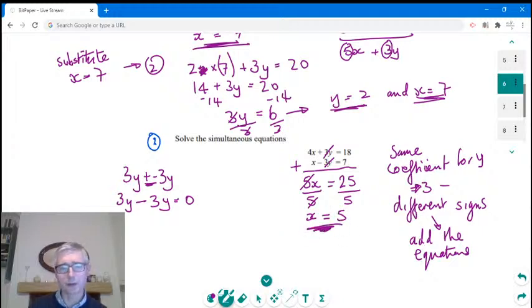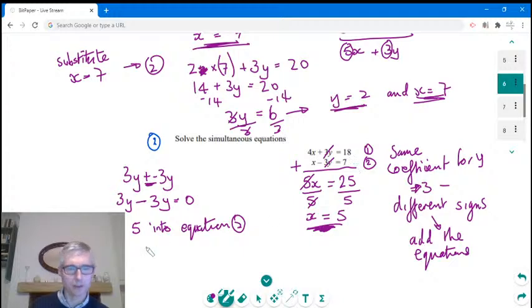With the value we've got for x, we're going to put it into one of the two equations. If I label these equation 1 and equation 2, I'm going to sub x equals 5 into equation 2. I can put it into either one, it doesn't actually matter, but equation 2 is the simpler one. I can see I've got just x there, so that makes it a little bit easier.